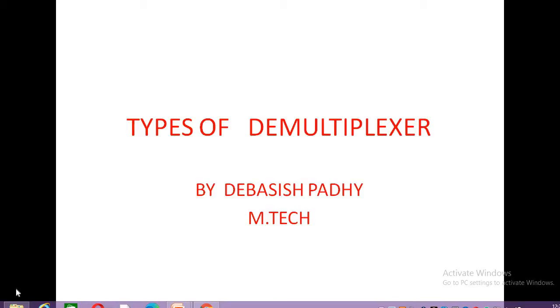And if there are n selector lines present, automatically 2 to the power n output lines are there on the demultiplexer. So this type of thing we have already discussed in the last class, and we have already discussed about 1x4 demultiplexer, and today we will discuss some other types of demultiplexer. So let us start today's class.